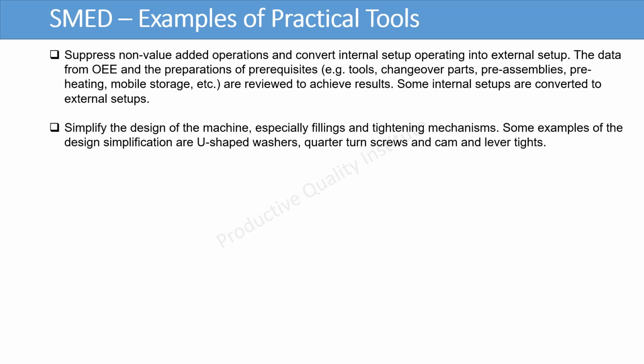Simplify the design of the machine, especially fittings and tightening mechanisms. Some examples of the design simplification are U-shaped washers, quarter-turn screws, and cam and lever tights.